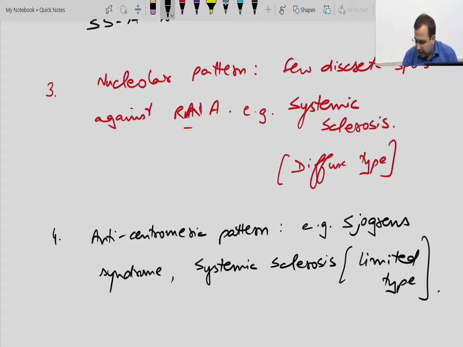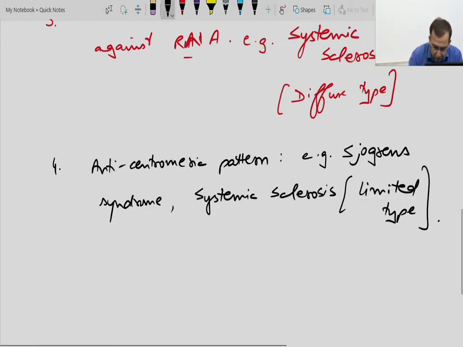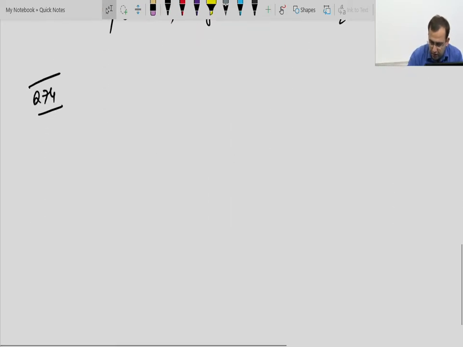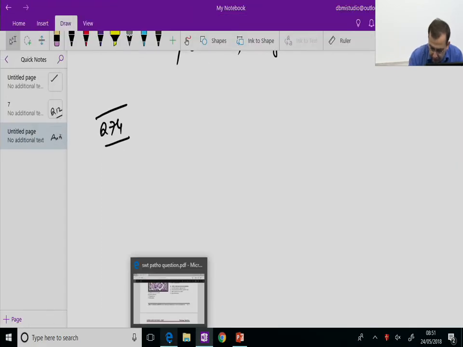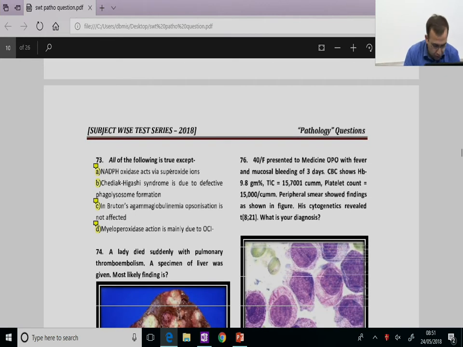Next, this gets us to question 74. Let us have a look at this. No, my mistake. I guess we have skipped question 73. Let us first have a look at question 73. All of the following is true except: NADPH oxidase acts via superoxide anions.